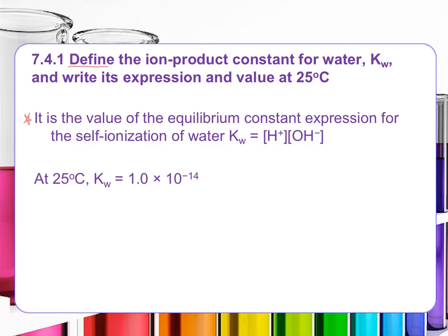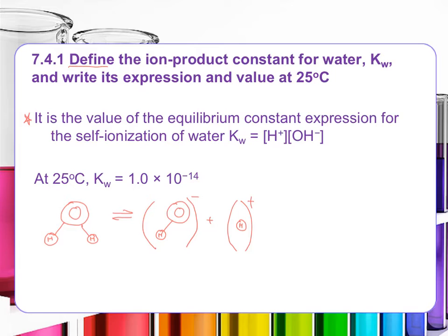It's the value of the equilibrium constant expression for the self-ionization of water. Now, what does that actually mean? Well, if you remember, water has an oxygen, which is quite big, bonded to two little hydrogens. And water is neutral, meaning it's got no charge. But what happens is that it breaks down. So we end up with an oxygen bonded to one hydrogen. We've broken down the bond, so this has a negative charge. And you also end up with a little hydrogen, and this has a positive charge.